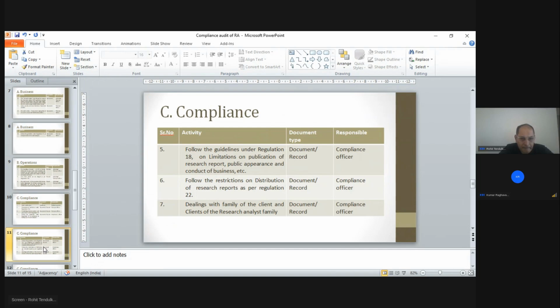Sixth is follow the restrictions on distribution of research report as per Regulation 22. Now, these must be documented and a record must be kept by the compliance officer.